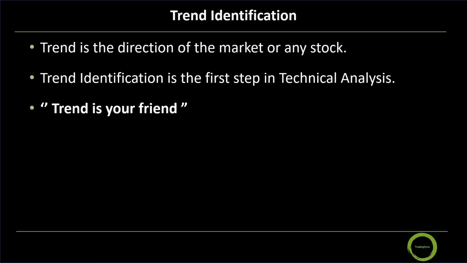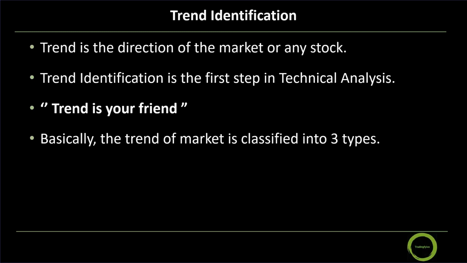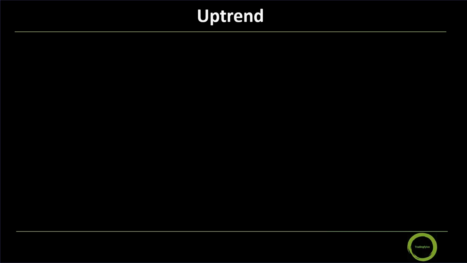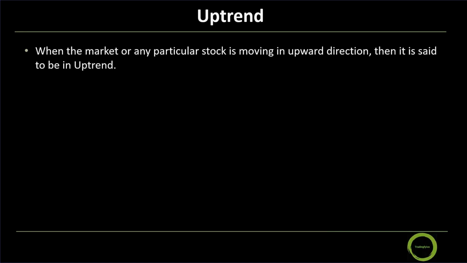If we look at the classification of trend in the market, the trend of the market is basically classified into 3 types. Firstly is uptrend, next is downtrend, and thirdly is sideways, which is also called a range bound trend. So let us study all of these 3 types of trend one by one. Starting with uptrend, we can say that when the market or any particular stock is moving in upward direction, then it is said to be in uptrend.